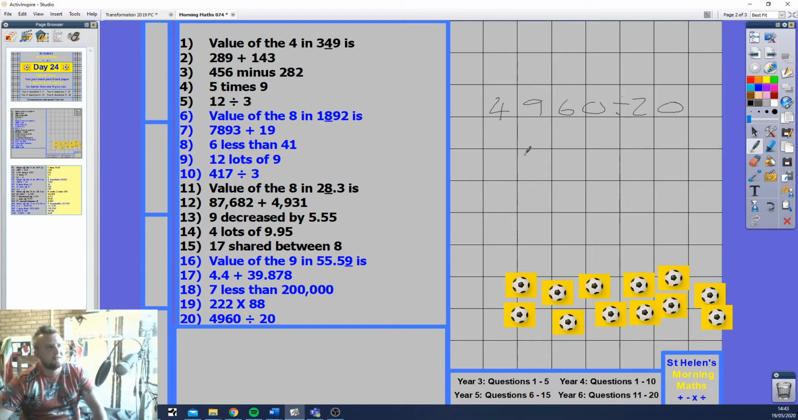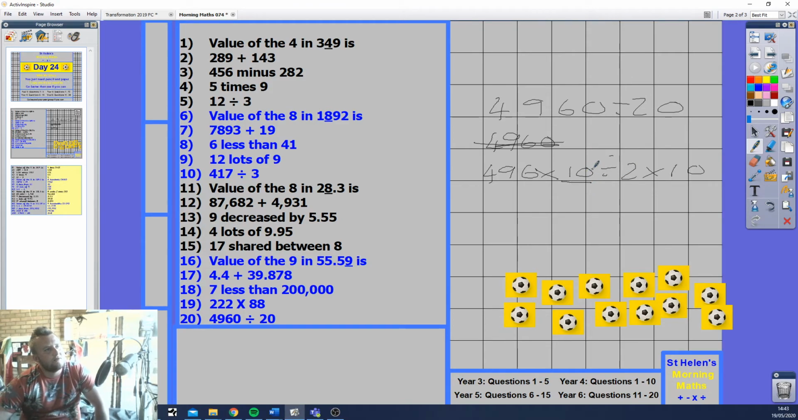How do I prove this? Well, I've done this before with my year 5s. Let's think of it like this. You can separate this into 496 times 10, not divided by 10. 496 times 10 divided by, and you can separate 2 into 2 times 10. Do you agree? I think you should.